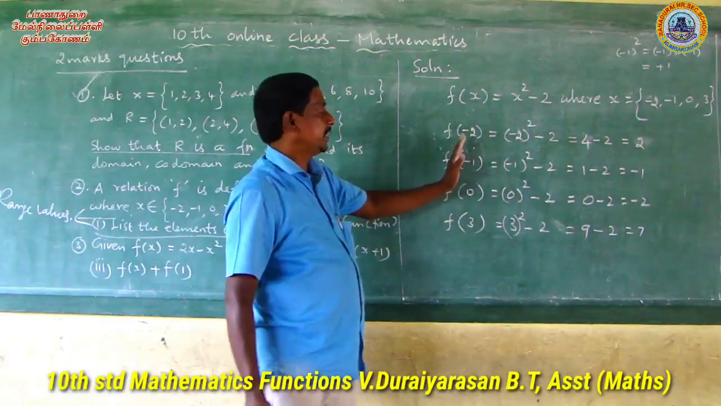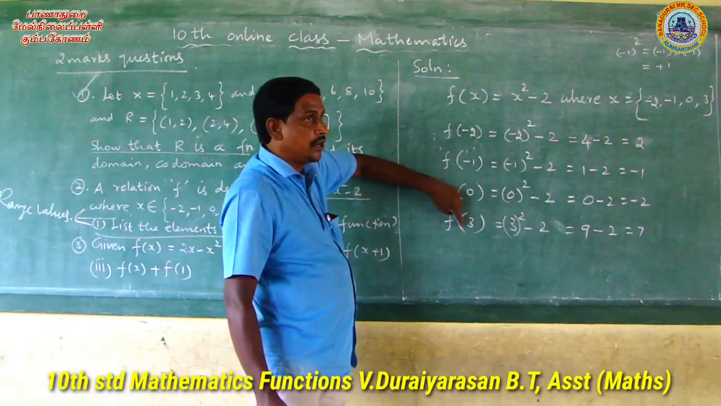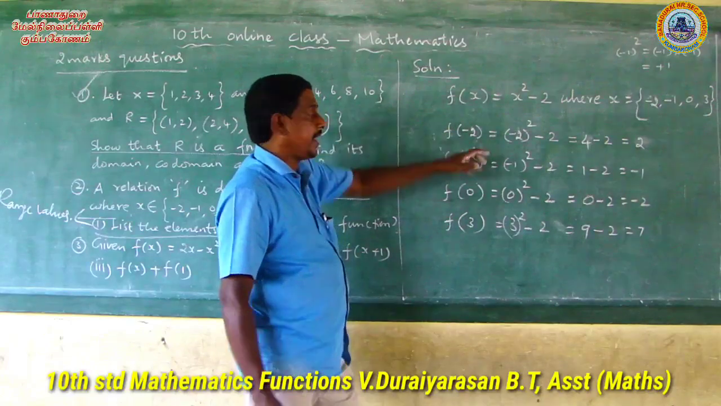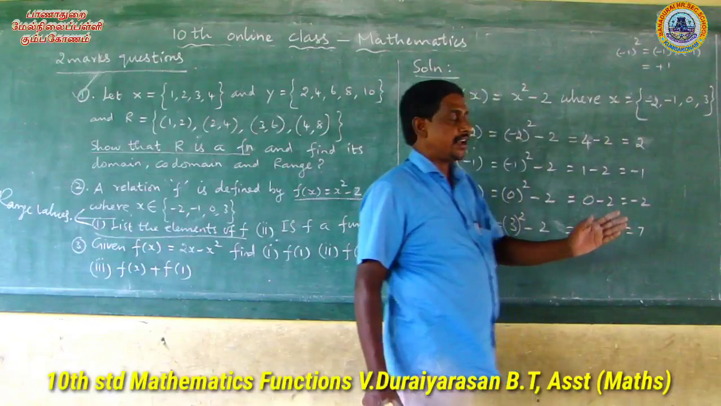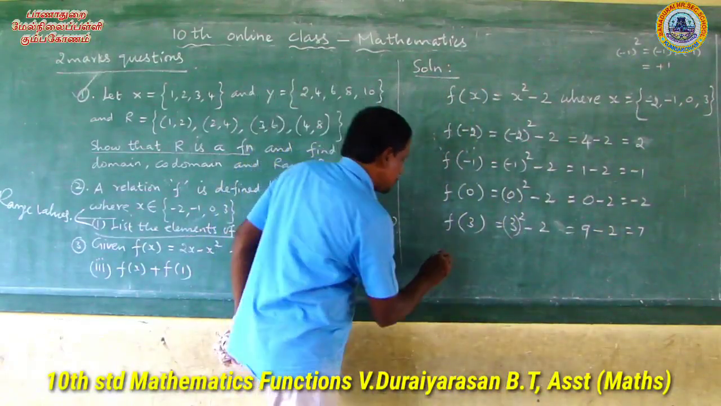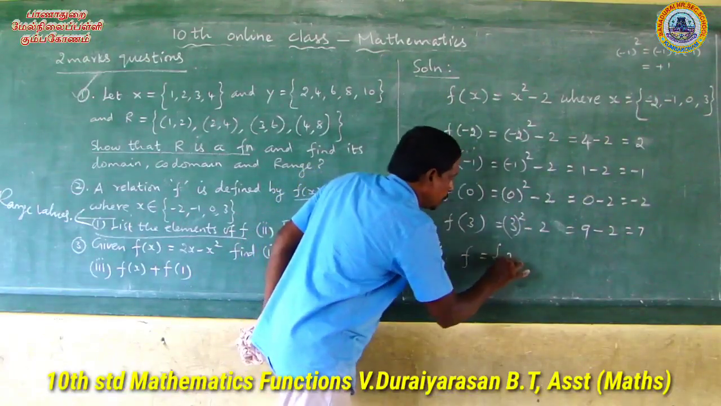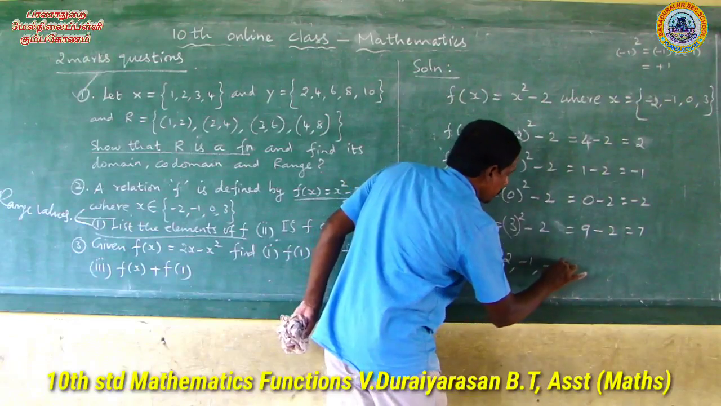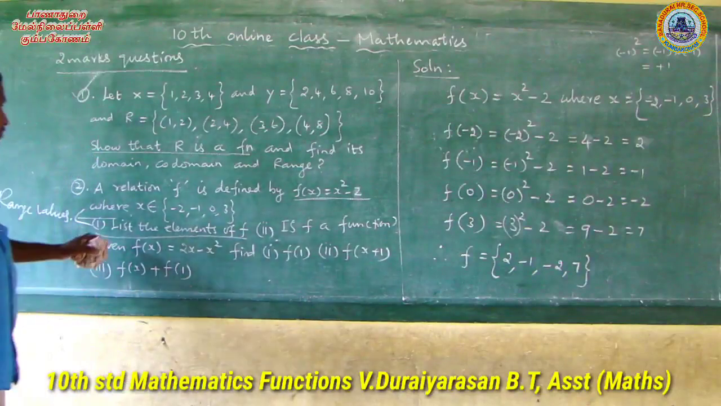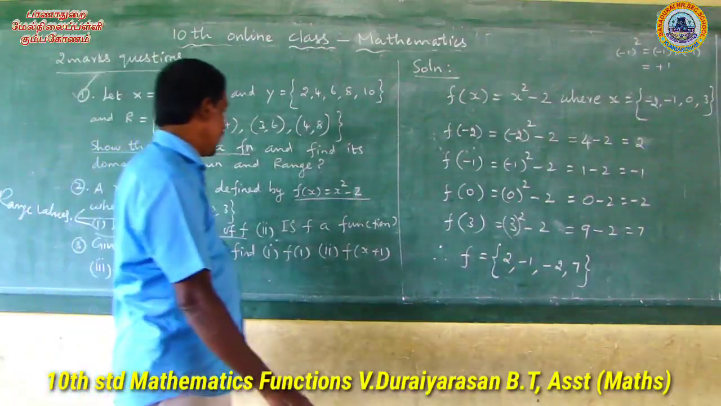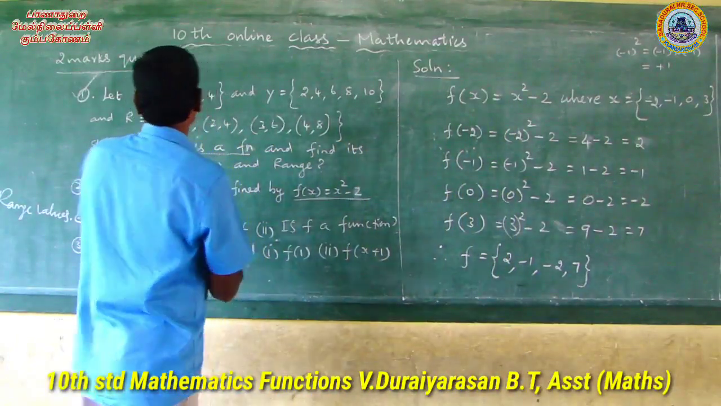This is also an arrow diagram. -2, -1, 0, 3, the values of x, are called the domain. The values we get, 2, -1, -2, 7, are called the codomain. So the list of f values: f is equal to {2, -1, -2, 7}. This is the answer to the first question. Second question: is f a function?